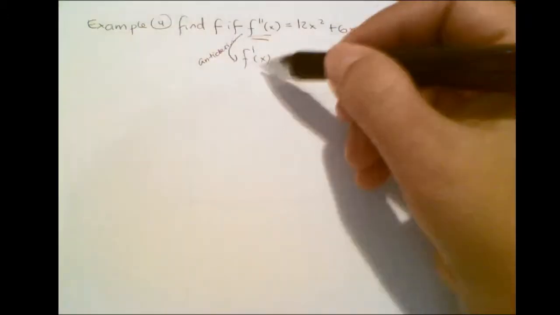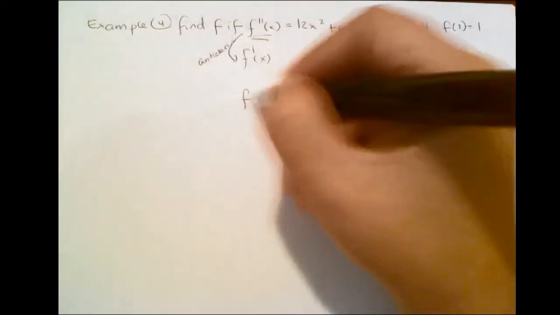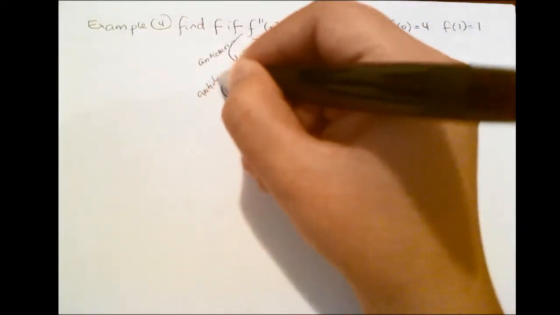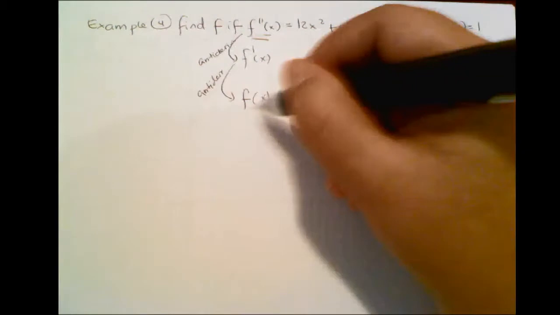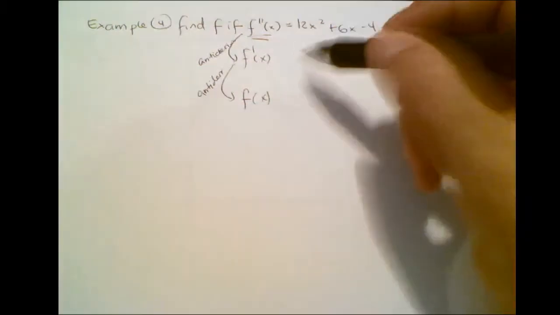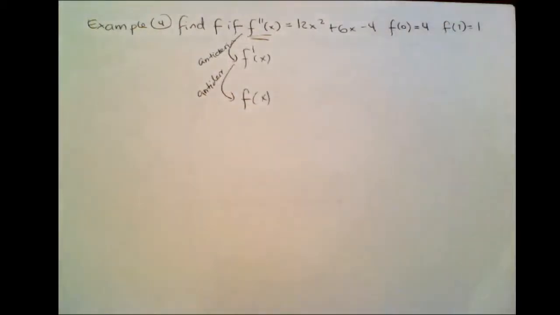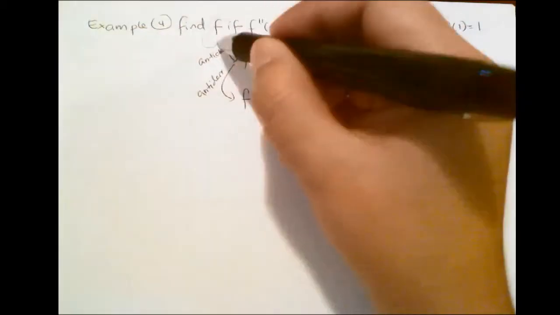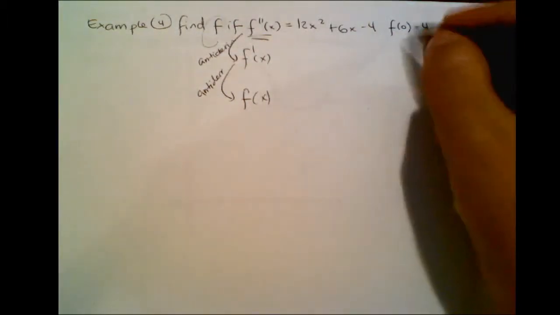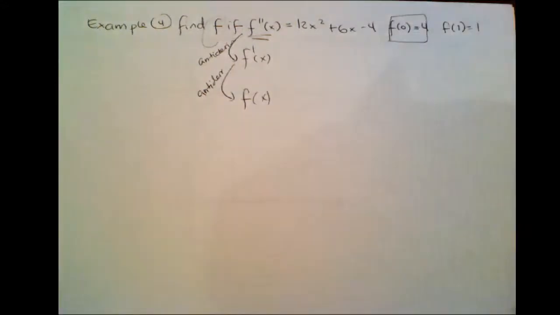And since I'm going to have f prime and I want to find f, then I'm going to have to use antiderivatives again to find what f is. The big idea of this example is to use antiderivative twice. Now we have to find f, and not the most general one, but the only one that goes through the point (0, 4) and that goes through the point (1, 1).